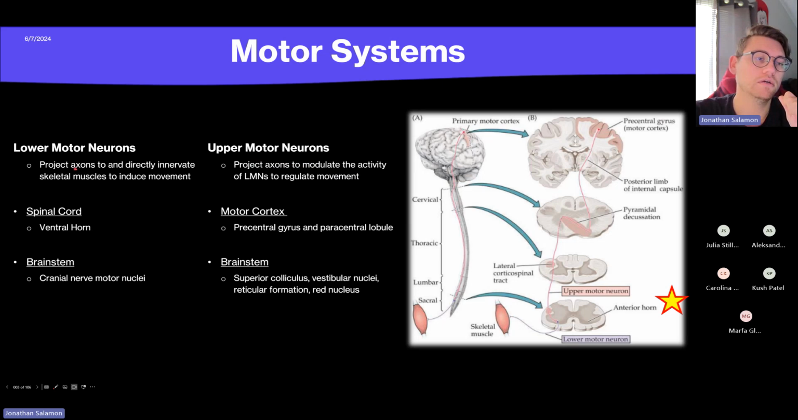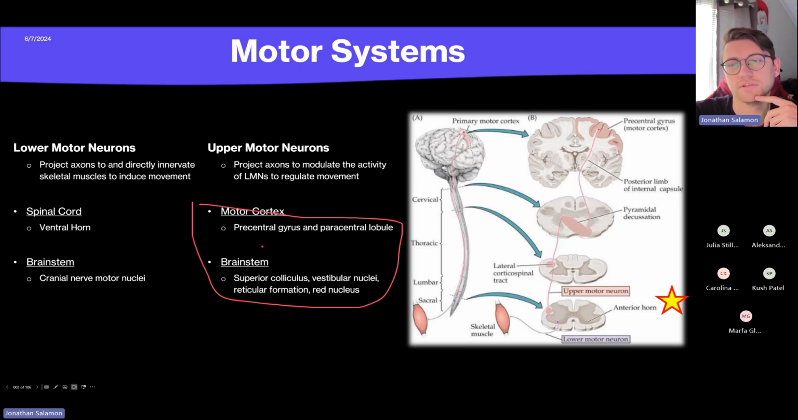So as far as lower motor neurons go, in your spinal cord, they project out the ventral horn. This is what's usually affected in ALS when they start to lose motor function. This is what's affected in polio. And then for the brainstem, the cranial nerve motor nuclei, which is really just the middle ones. And then the upper motor neurons, it's really everything else. I have examples here, but it's really just everything else.